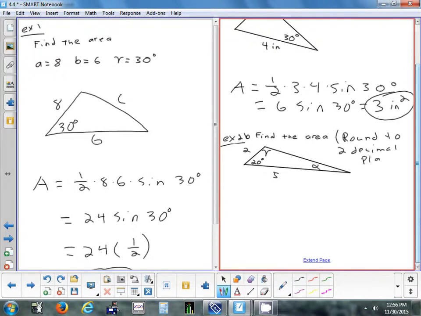On a test, I'll always make sure that I tell you if you need to round, where to round to. So A equals, Cooper, can you start me off with this one? 1/2, 2 times 5. So 1/2, 2 times 5. Anybody else finish it up? What's the last thing? Times sine 20.